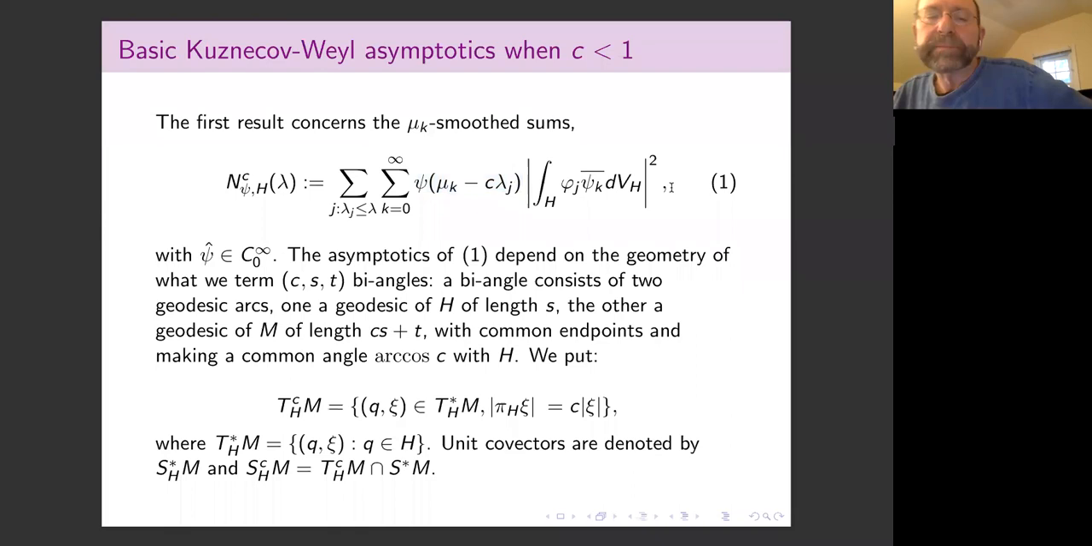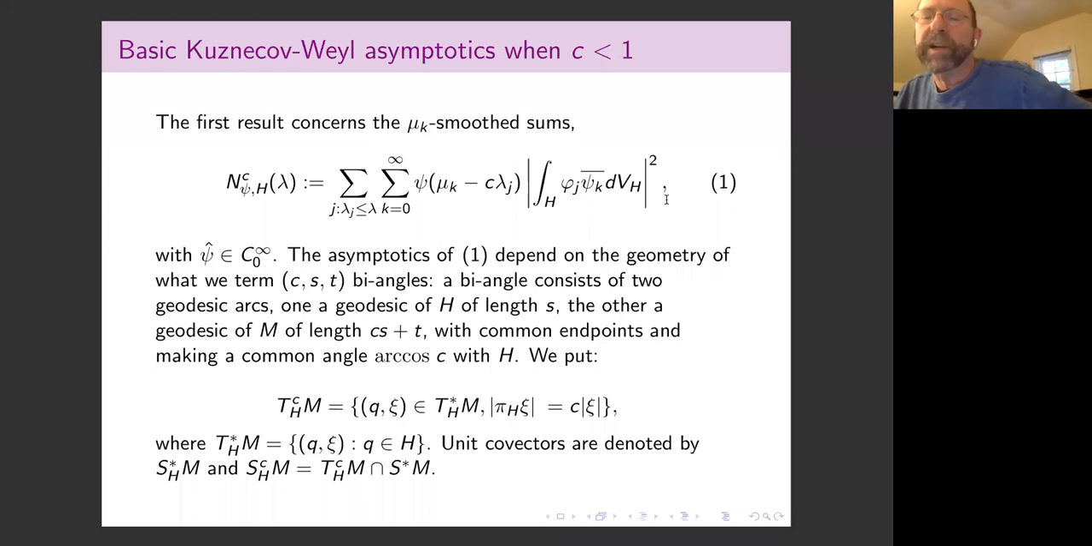Now, to get a good initial result, we need to assume that the Fourier transform of psi is compactly supported, for reasons that we'll be seeing. But I think many people will understand it: otherwise you have to study the geodesic flow for all time. So we want to constrain the Fourier transform, but that means we're not going to be able to approximate an indicator function very well. So that's what we're going to have.